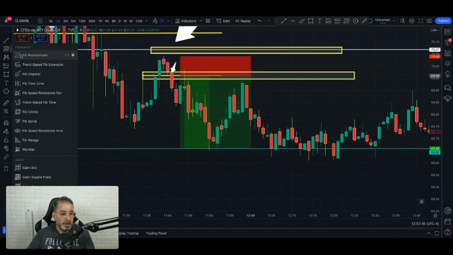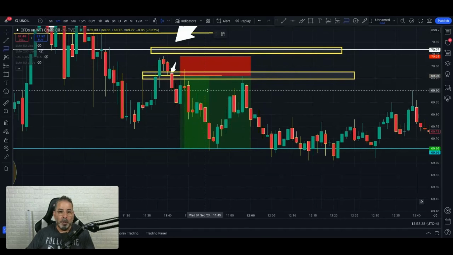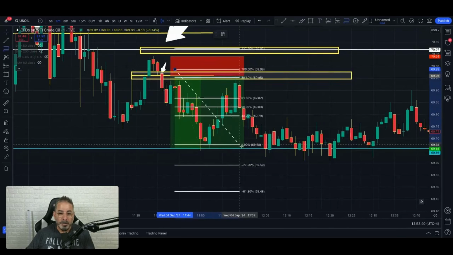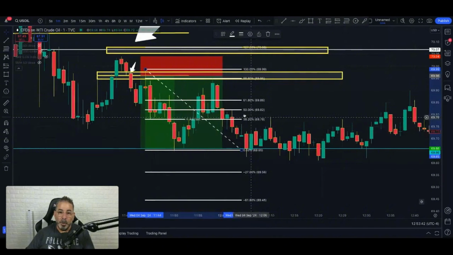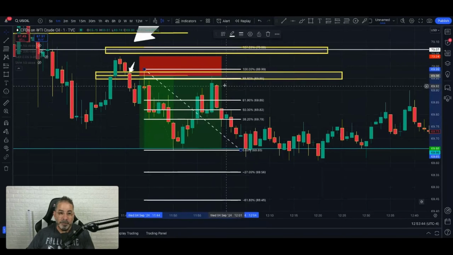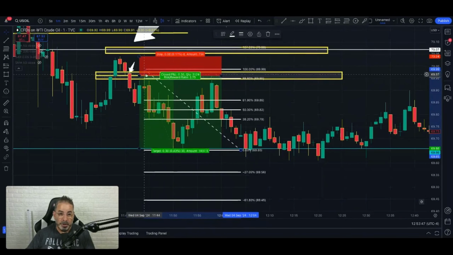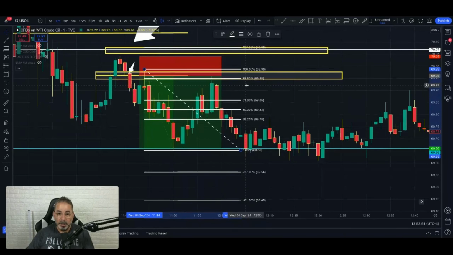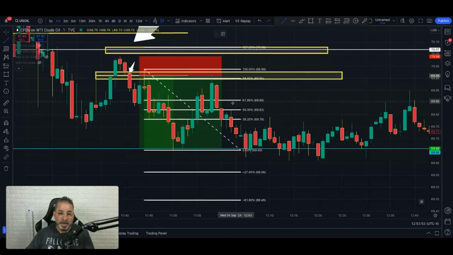Look at this. Yo, Fibonacci, I need you one more time. All right, there comes Fibonacci. Look where it went to. It rejected the 88 from this wick right here, which was where the original wick we took, and rejected. Okay, great. How about the other rule, Armando? Okay, yeah, you want to do the other rule?